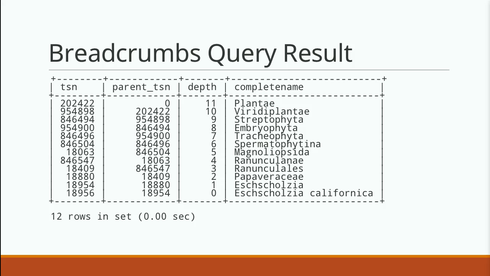But what's the takeaway on this slide? Bingo, 0.00 seconds. Once I created the right index, it got that query in less than 1/100th of a second on a 500,000 row database. Not bad.